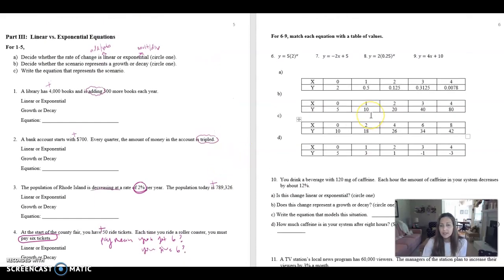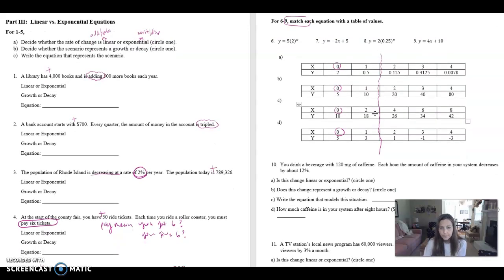This part is, there are tables. So what you're going to do is you're going to match. This is a matching activity. And what I would do is start with 0, okay, for each of the 4 equations. And then pretty easily you can kind of see if it's 2, 5, 10, or 5. And then from there you would have to go to 1 and determine your answer. But you will not have to go past 1. So you shouldn't have to go past here to determine which equation goes with which chart.